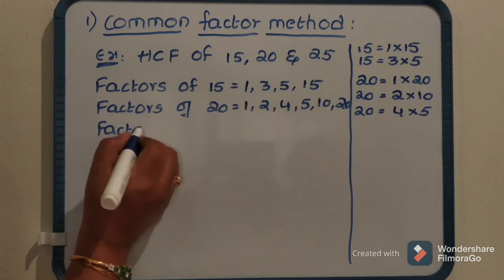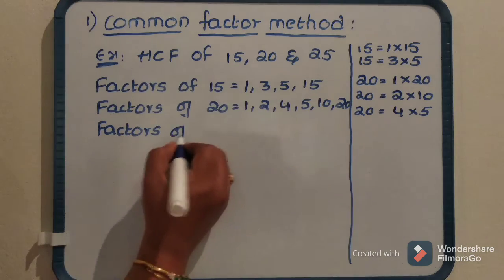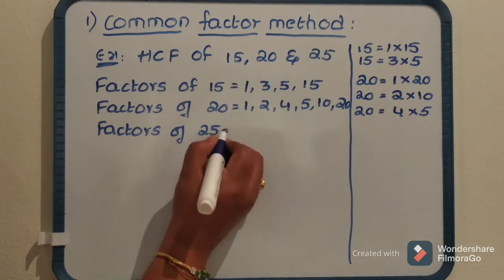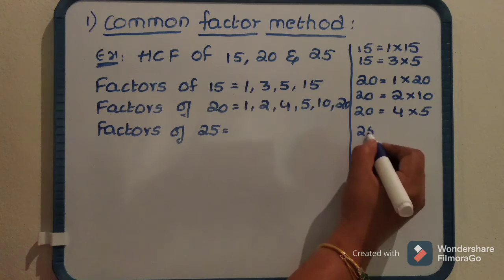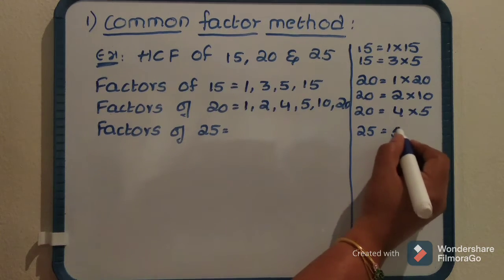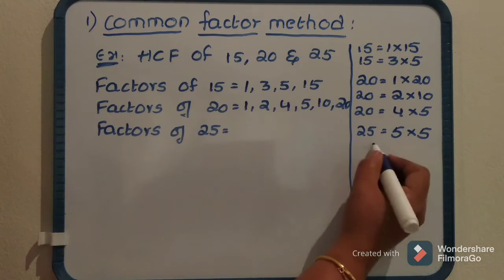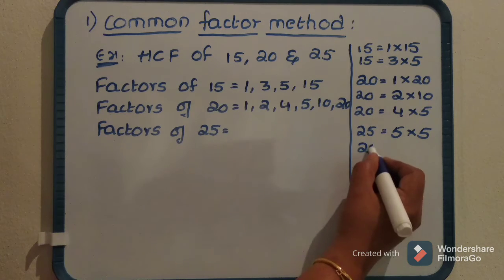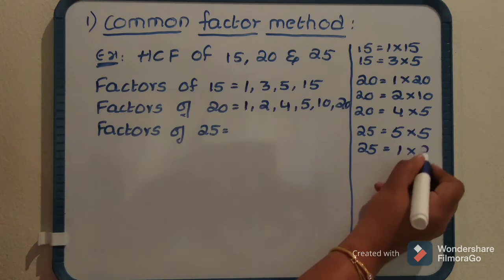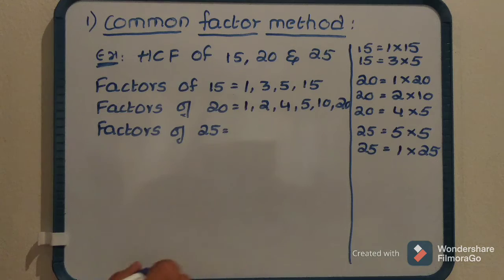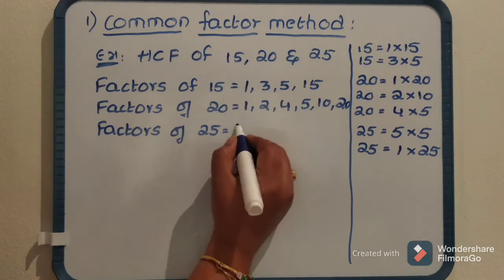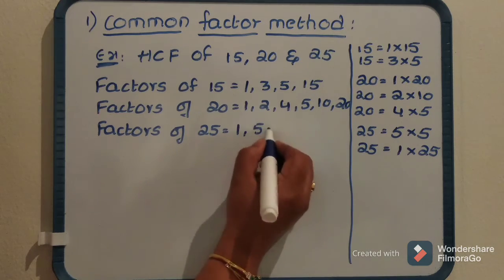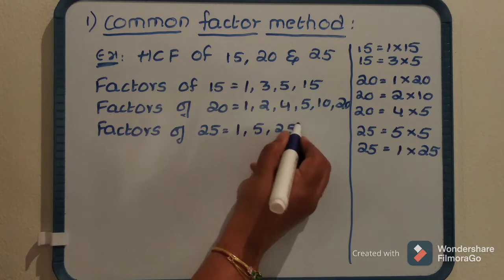Next, factors of 25. 25 can be written as 5 by 5, 1 by 25. So, factors of 25 are 1, 5 and 25.